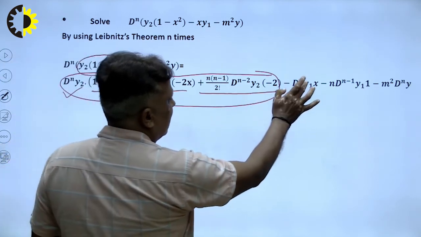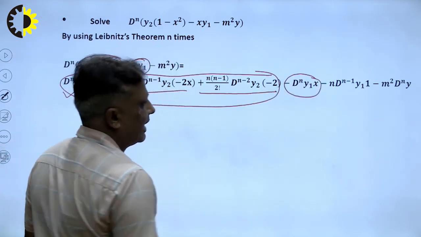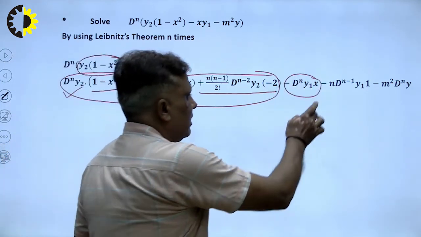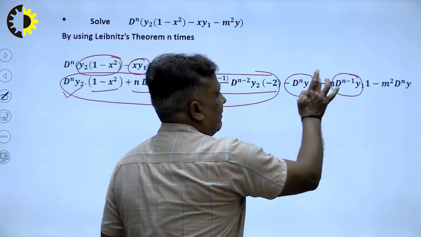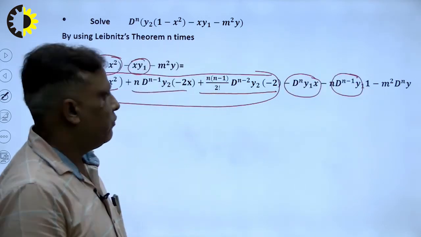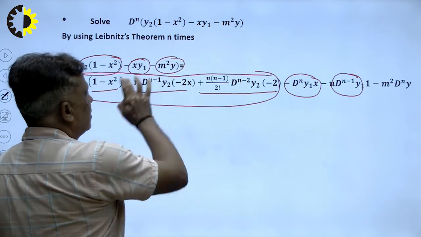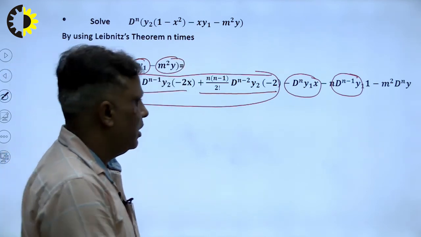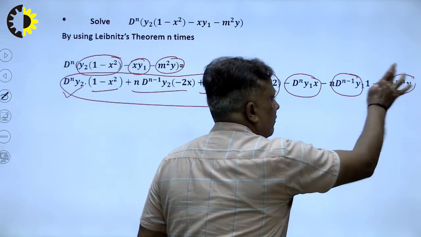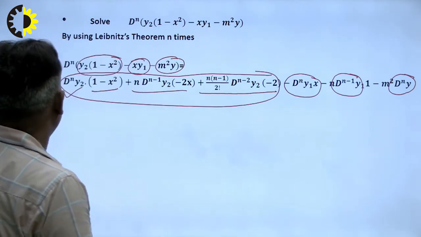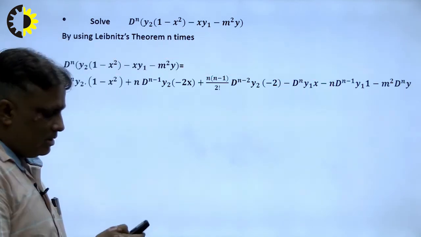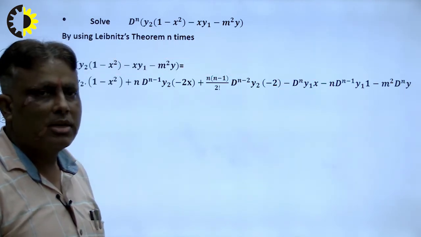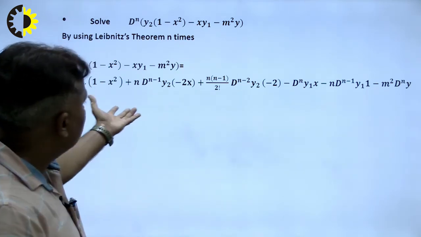I write here the nth derivative of y1 x as it is into the (n minus 1) derivative of y1, and differentiation of 1 is y, and finally m square y, where m square is constant and y is alone. So I write here the nth derivative of y. In this way we apply each and every step of the Leibniz theorem n times, right? But now this is the final.